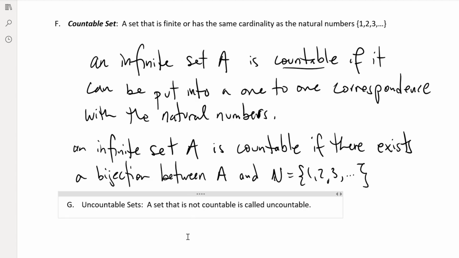And so finally, my last definition. The definition can be pretty simple here. We'll just say that sets that are not countable are called uncountable sets. And what that means is that it would be an infinite set, first of all, and it's not possible to create a bijection with the natural numbers.